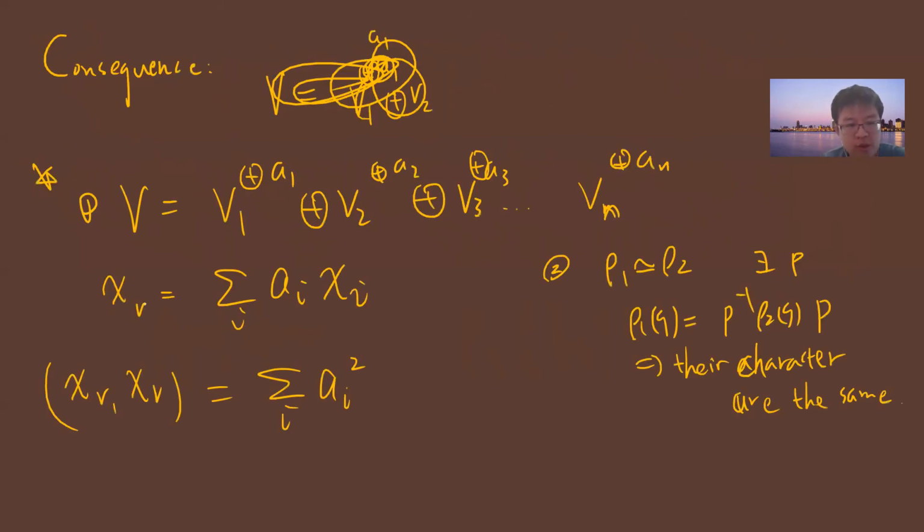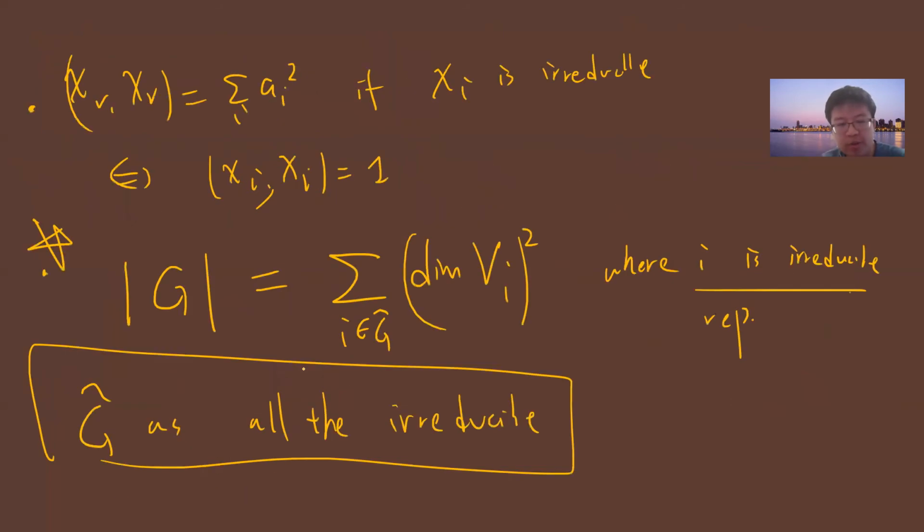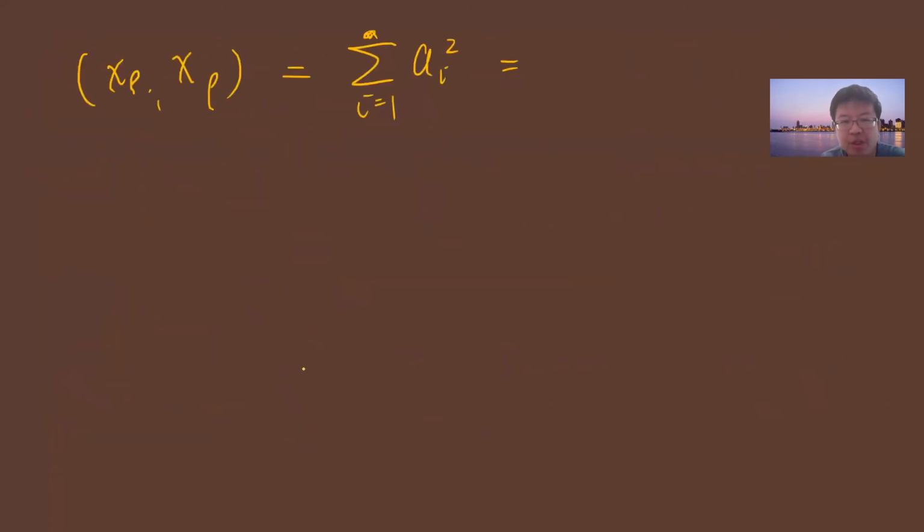From this, we also get this a_i. It's just the inner product of chi_V with chi_i. It's easy to see, because these are also orthonormal, so the inner product of chi_V and chi_i will be a_i. So this can also be written as the inner product of chi_rho with chi_i. So I need to count how many multiplicities there are in terms of these.